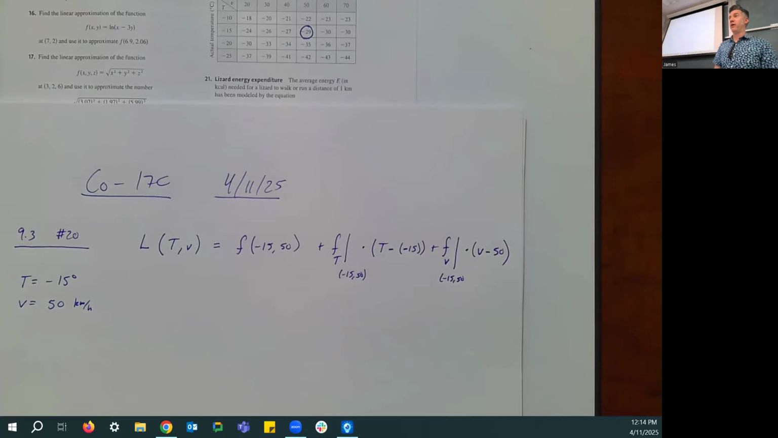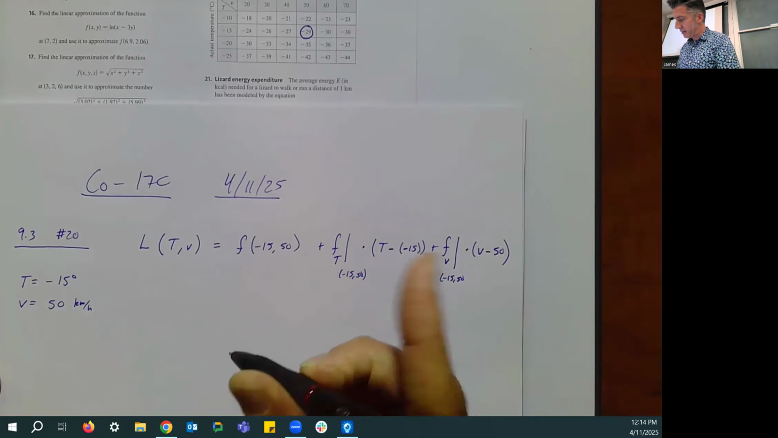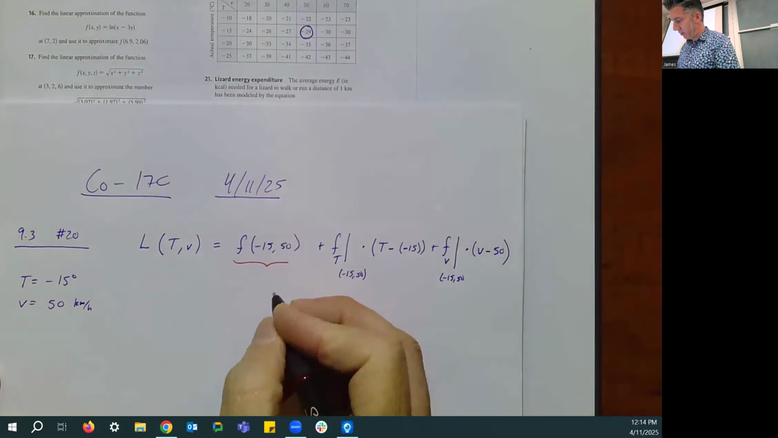I'm going to do it the way that the solutions manual showed me how to do it, because that's the way the other problem also works. But there's a bunch of different ways you could estimate the rate of change. But here's how I think they want you to do it. So first I'll point out, red pen, that f of negative 15 comma 50 is going to be that negative 29 right there.